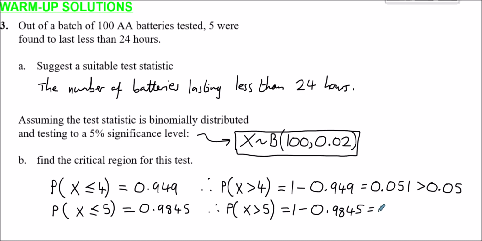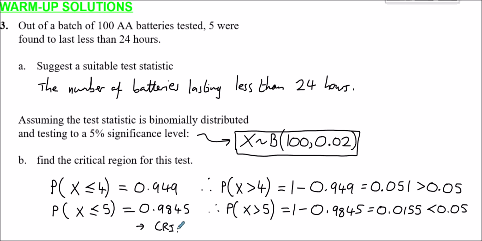And that gives us 0.0155, which is now critical. And so before I actually answer the question and say find the critical region for this test, it's worth just dwelling for a second on what this means. First of all, it does mean that the critical region is where X is greater than 5. So in fact, why not write this down?